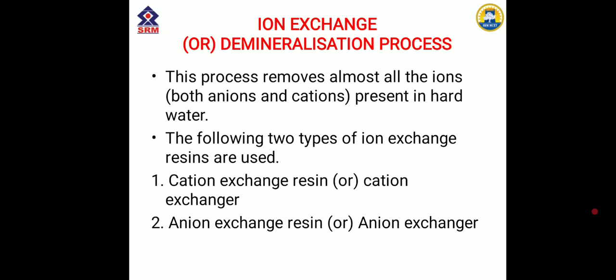The following two types of ion exchange resins are used. First one is cation exchange resin or cation exchanger. Second one is anion exchange resin or anion exchanger. The demineralization process is carried out by using ion exchange resins, which are long chain cross linked insoluble organic polymers with a microporous structure. The functional groups attached to the chain are responsible for ion exchanging properties.